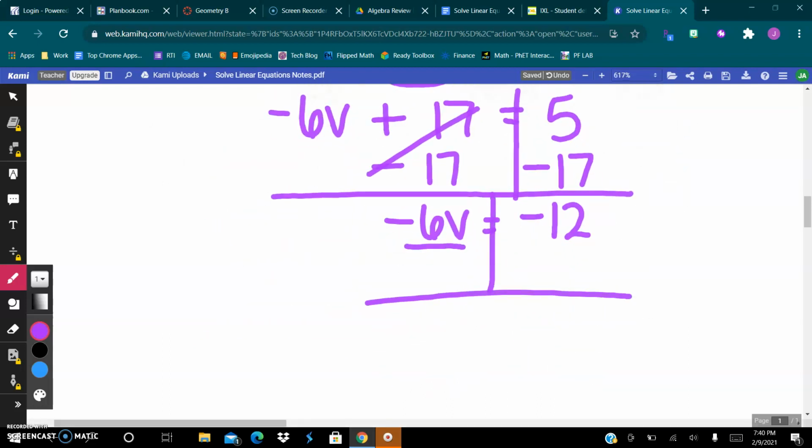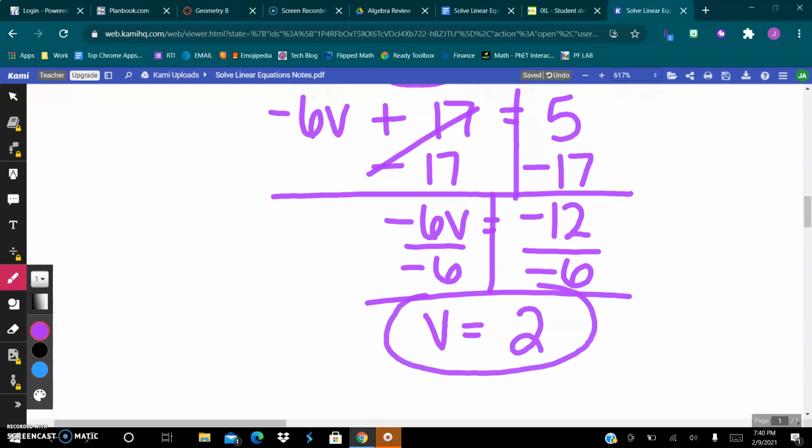And then we're going to divide by negative 6 since that is multiplying right there, negative 6 times v. So the opposite would be to divide by negative 6. So we have v equals 12 divided by 6 is 2, and 2 negatives divided is going to be a positive.